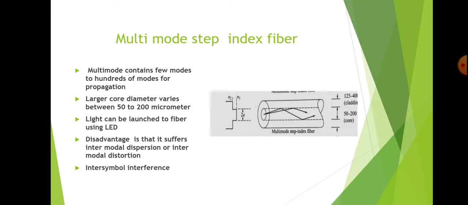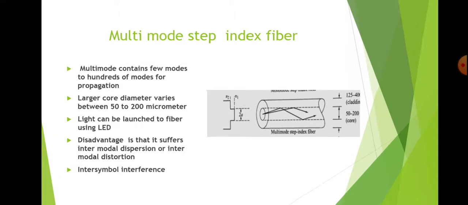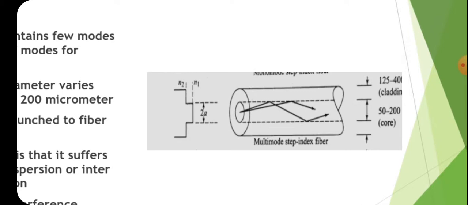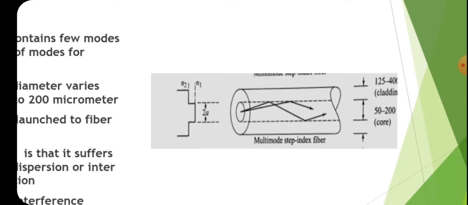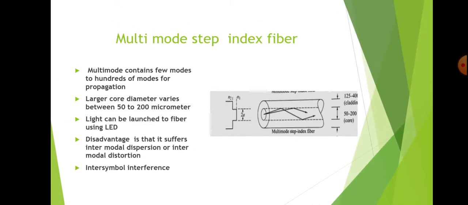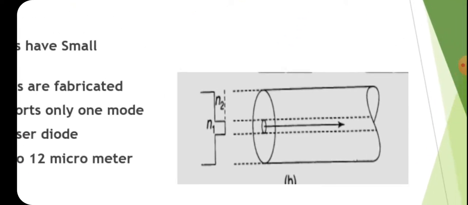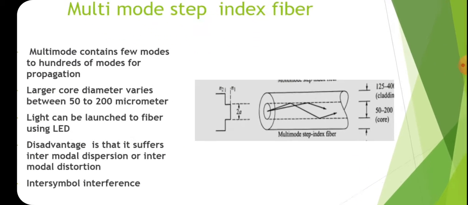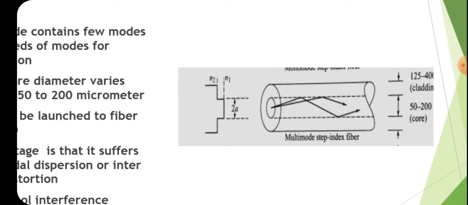And the core diameter in the case of multimode step index fiber is in the range of 50 to 200 micrometer, and the figure shows the path of the light ray in the multimode step index fiber. Here the fiber is shown and the core is shown by a circle, and we can see that the core has a higher diameter as compared to that of the single mode, because in the case of single mode the core is very small, but here the core has a larger diameter compared to that of the single mode fiber.